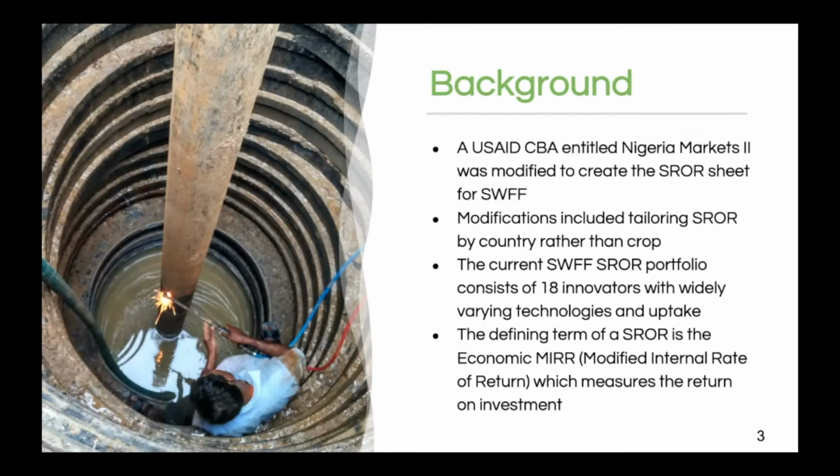So the social rate of return that we performed was based on a USAID cost-benefit analysis called the Nigeria Markets 2 survey. This was modified to create our social rate of return. So this market survey was, I believe, based on 8 or 10 commodities, and it was just based on USAID services given to farmers in Nigeria. So what I did was, instead of the commodities, the social rate of returns were organized by countries, and we did them on 18 innovators, I believe, in 10 countries.